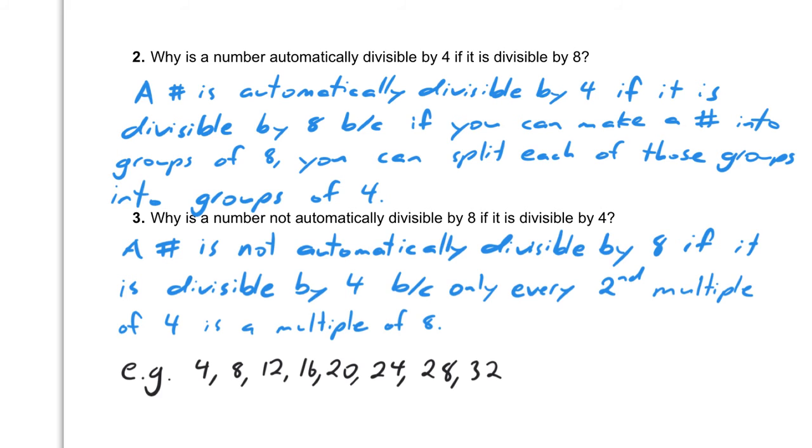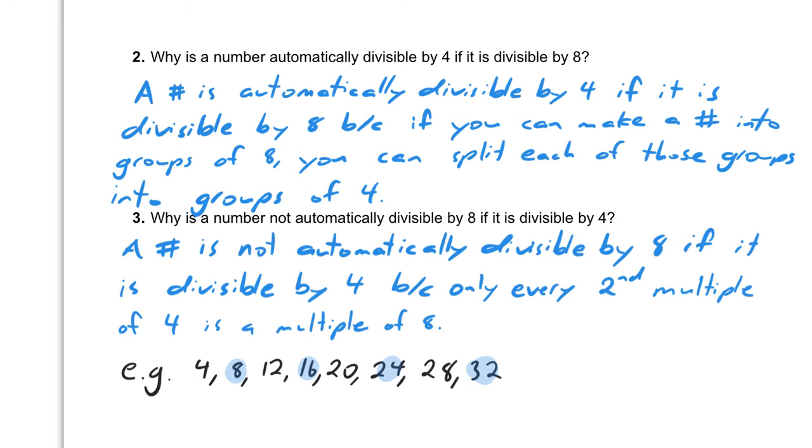A number is not automatically divisible by 8 if it is divisible by 4 because only every second multiple of 4 is a multiple of 8. So, for example, the multiples of 4 are 4, 8, 12, 16, 20, 24, 28, and 32. But only these ones, 8, 16, 24, 32, those are the multiples of 8. So what I'm saying is that every one of these numbers is divisible by 4 because they're the multiples of 4. But only these ones are divisible by 8 because those are the multiples of 8.